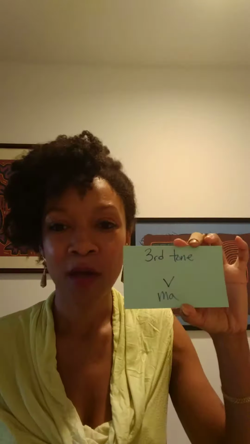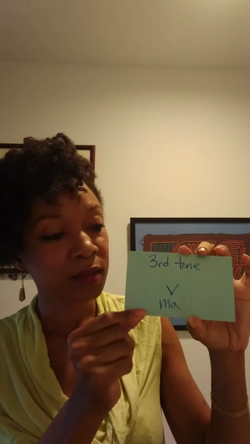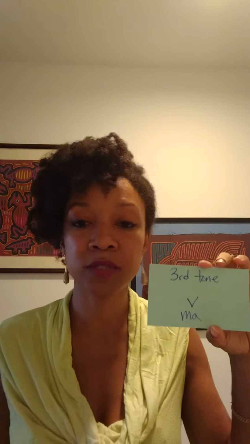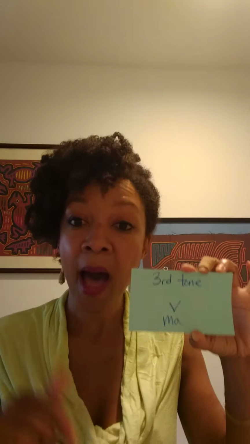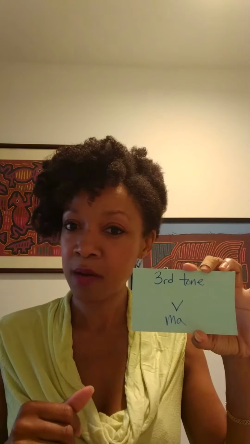Then we have third tone, which is represented by this line that goes down and up. Think of it as an arrow pointing down because third tone means that you go to the lower part of your voice. This would be ma, ma, all right?